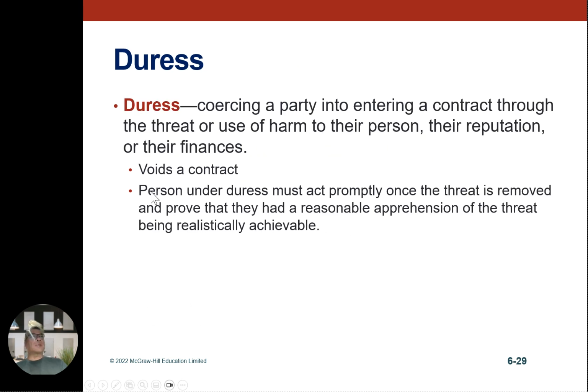Duress. What is duress? Duress means coercing a party into entering a contract through the threat or use of harm to their person, their reputation, or their finances. This can void the contract. A person under duress must act promptly once the threat is removed and prove they had reasonable apprehension of the threat being realistically achievable. For example, someone puts a gun to their head and asks them to sign. That is called extreme duress.